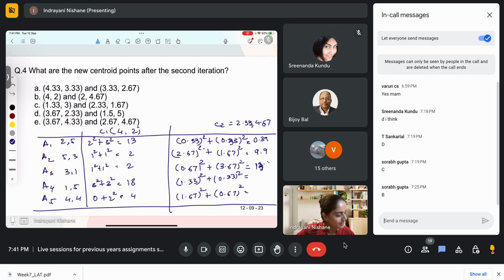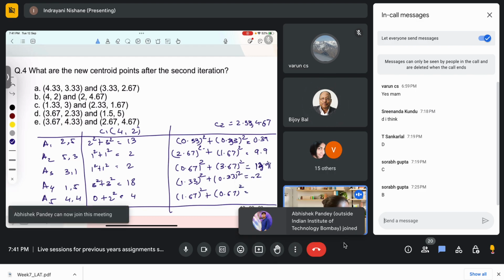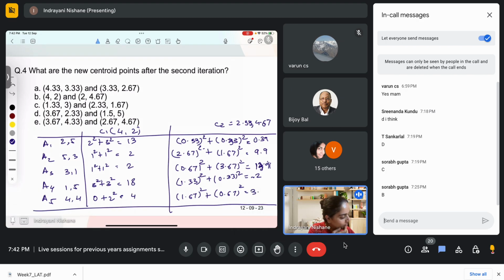The above one is 13.9178. This will be roughly 2 point something, and this will be roughly 3 point something. It will not be 4. Definitely the sum of these squares will not be 4. It will be less than 4.